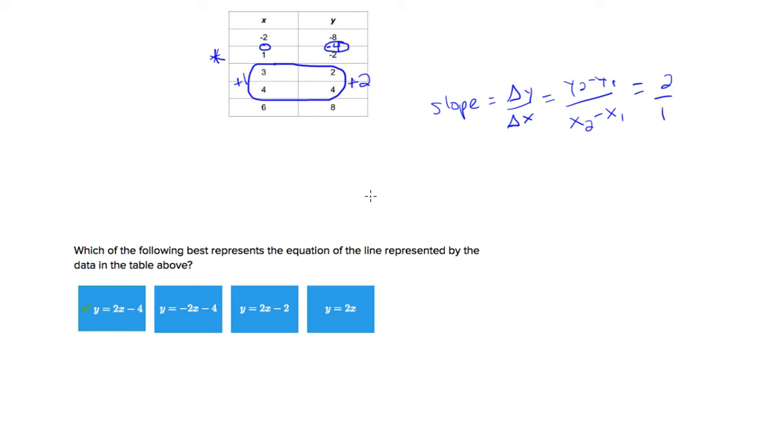Now we have the slope of 2, so in our slope-intercept form, slope of 2, y-intercept of 4, and that's why it matches up with this first equation here.